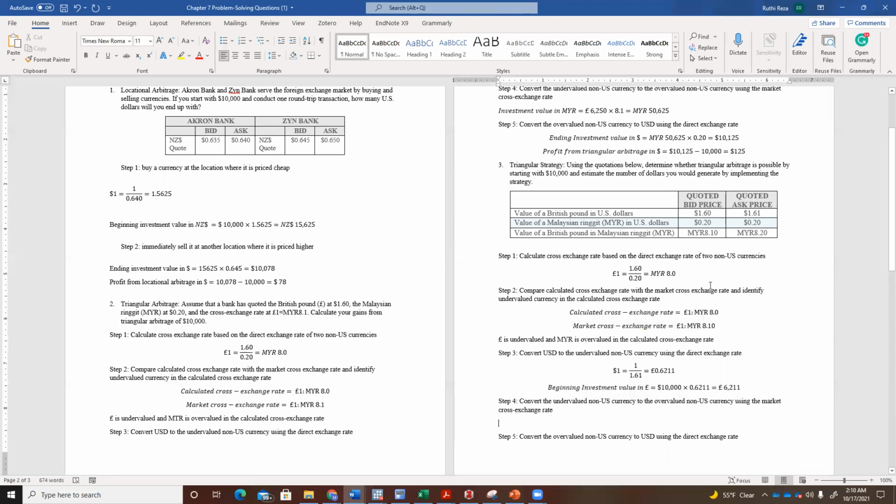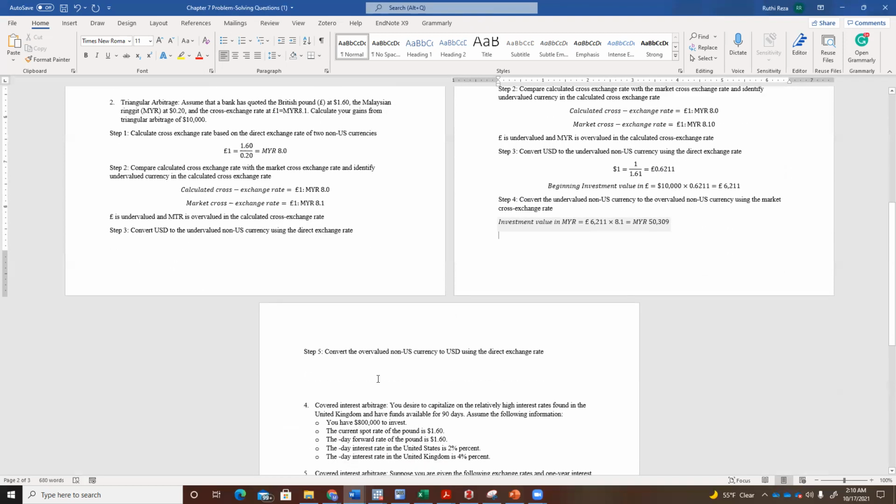Now, in this case, we are going to sell pound because we already have the pound, right? And we have to convert it. So we are going to sell. So if you sell, you are going to get what price? You are going to get the bid price. So investment value in Malaysian ringgit at the bid price is equal to 50,309.